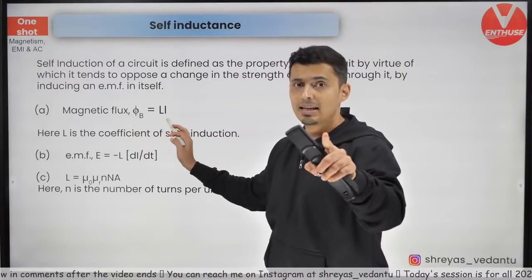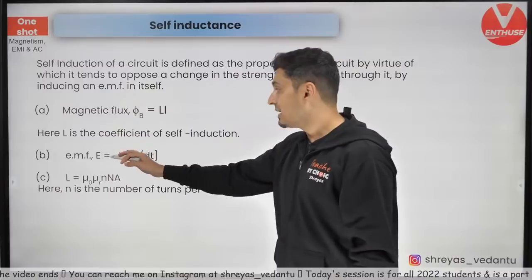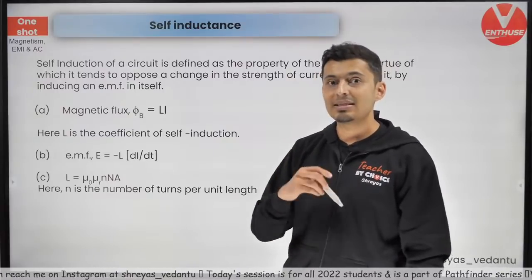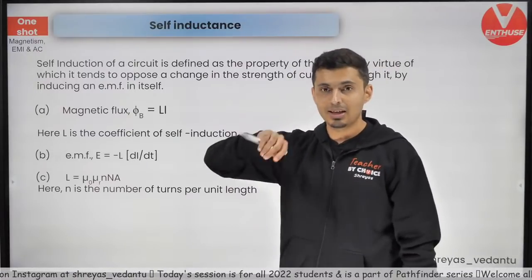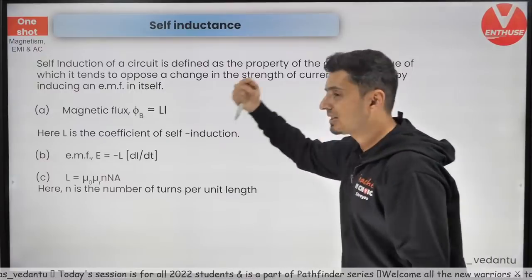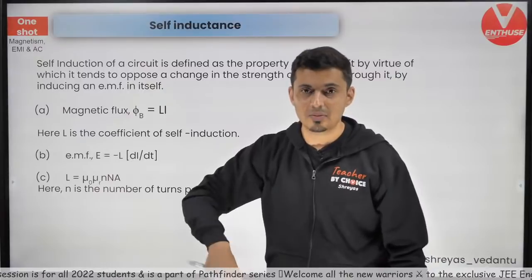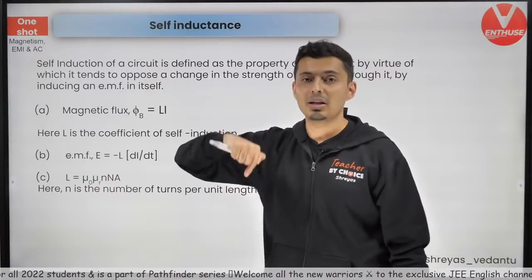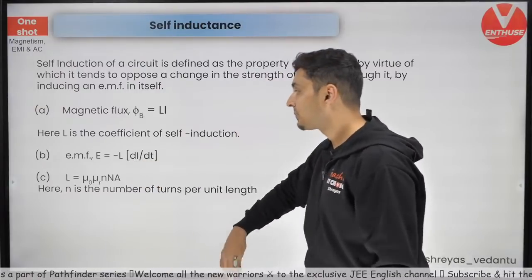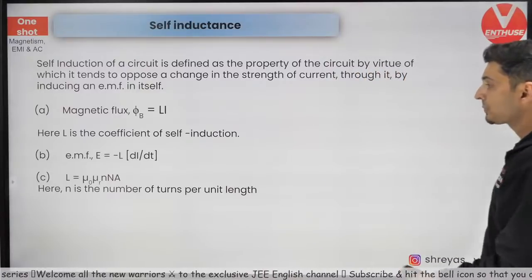Self-inductance formula, phi is L i, one formula. Phi is the flux, L is self-inductance, I is the current. EMF is minus L di by dt. E is the self-induced EMF, L into di by dt, where di by dt is the rate of change of current. So when you pass current through a coil and the current changes, EMF is induced in the coil itself. That is self-induced EMF, given by L, the inductance, into di by dt. What is the unit of L? Henry. The SI unit is Henry.